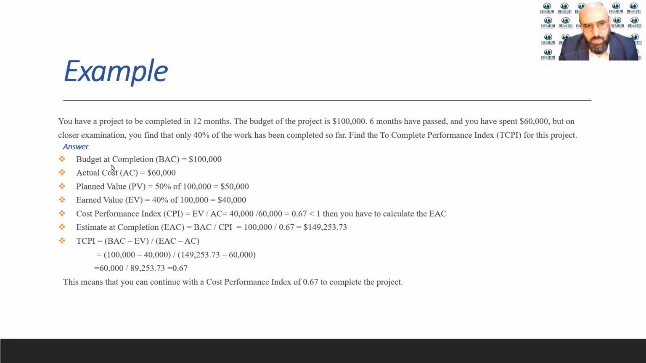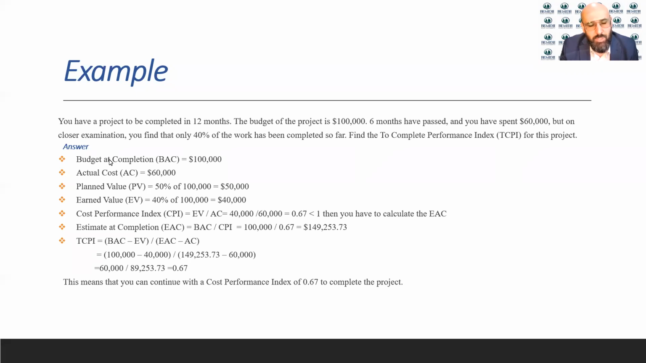You have a project to be completed in 12 months. The project budget is 100,000. 6 months have passed. You have spent 60,000, but on closer examination, you find that only 40% of the work has been completed so far. Find the TCPI for this project.